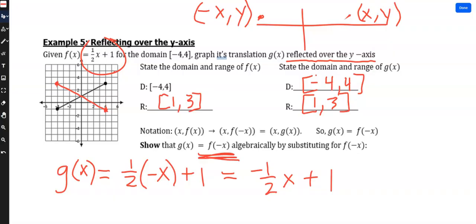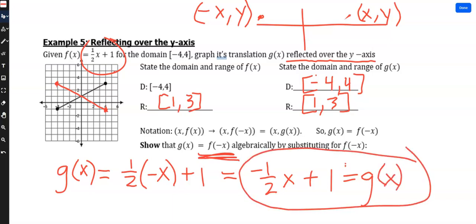So take a look at it. See what you got. Do we have a y-intercept of 1? Yes, we do. Do we have a slope of negative 1/2? Down 1 over 2. Down 1 over 2. Yes, we do. So that is correct. That is g of x. G of x is negative 1/2 x plus 1.